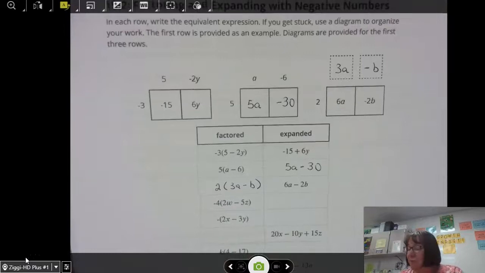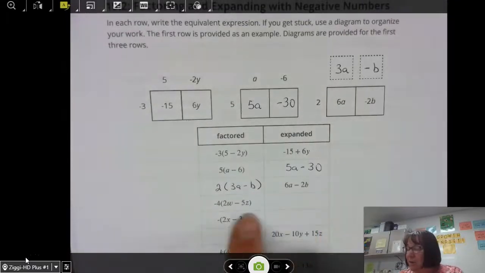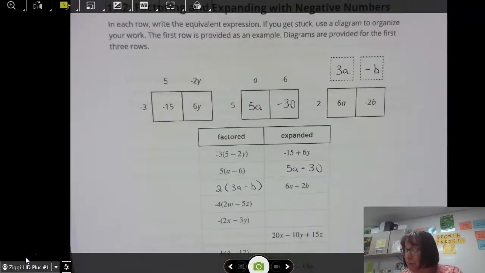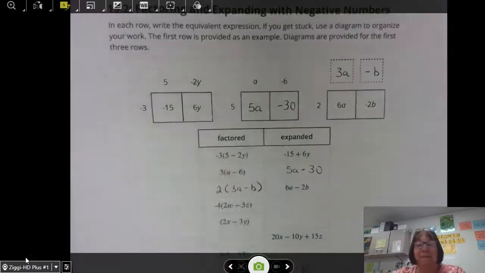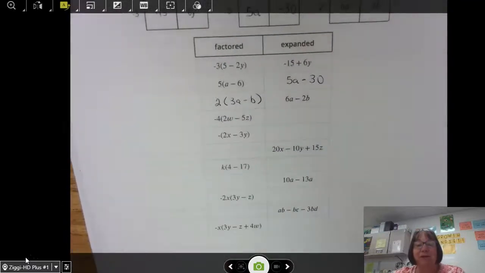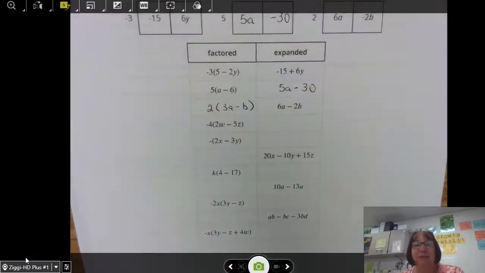So keep in mind, anytime you need a diagram, you might be able to expand without the diagrams. And then when you come back, I want you to work them the other way. So if you could go ahead and complete your chart and put the answers into the questions for your Ed Puzzle. And then we'll come back and work these.